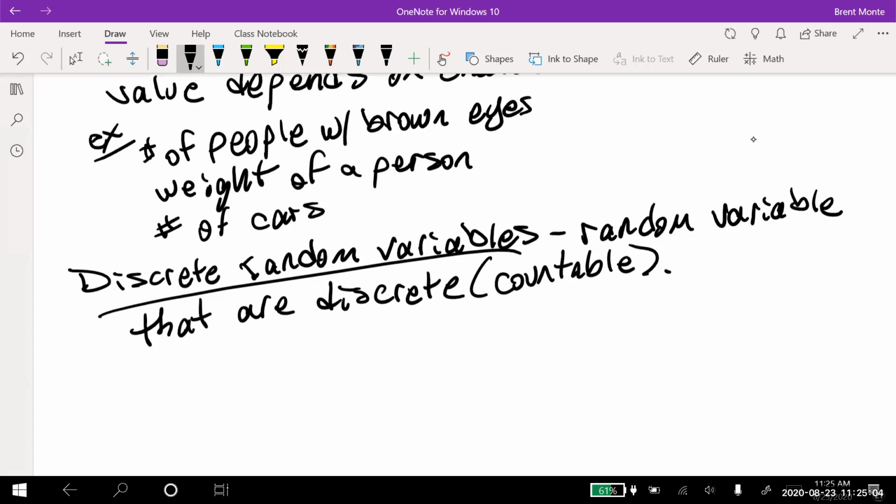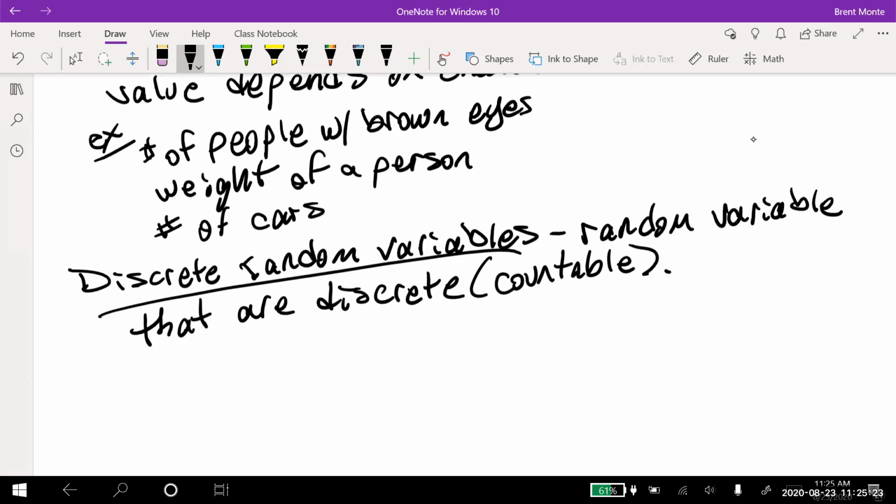The weight of a person, we don't count the weight, we measure the weight. Anything that's measured isn't discrete, it's continuous. And so the weight of a person would be a continuous variable. It's not a discrete random variable. And then number of cars, of course, we would count the number of cars. So that's also a discrete random variable.